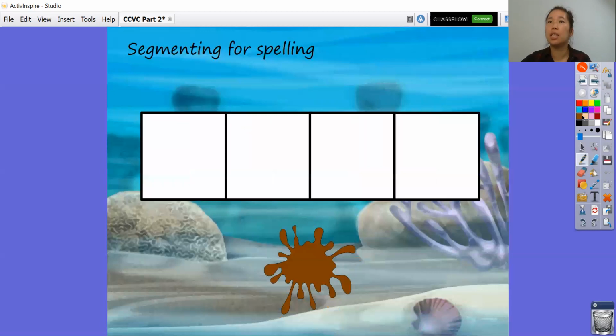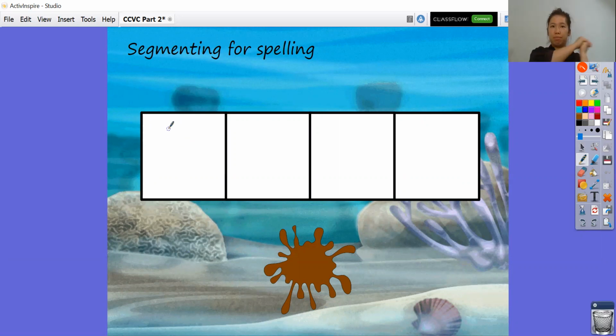Okay, next one. See if you can have a go at this one. This word is brown. So we've got b, br, ow, n, brown. So I've got my initial consonant blend, which is b and r makes br, ow, mm. So there's four sounds. Again, that's why I've got four boxes there. See if you can have a go at that one.